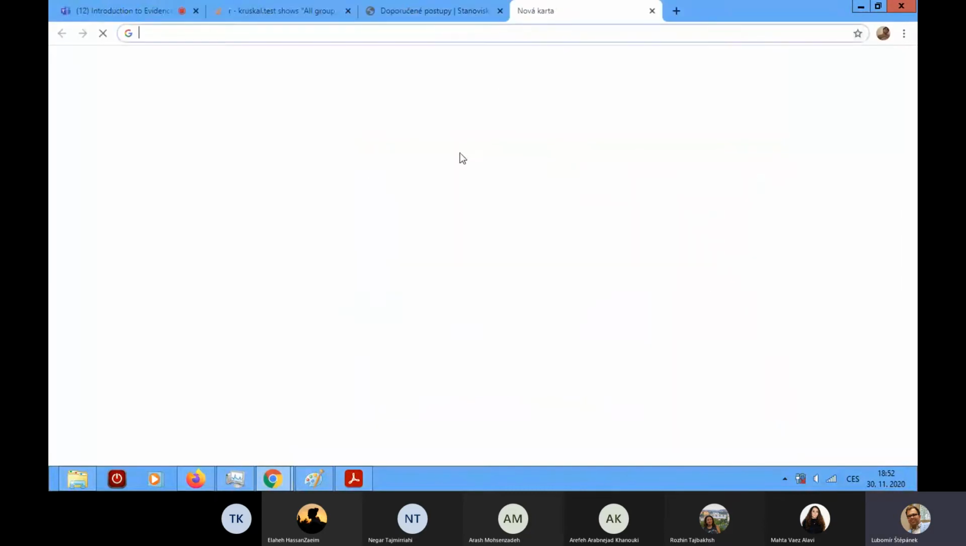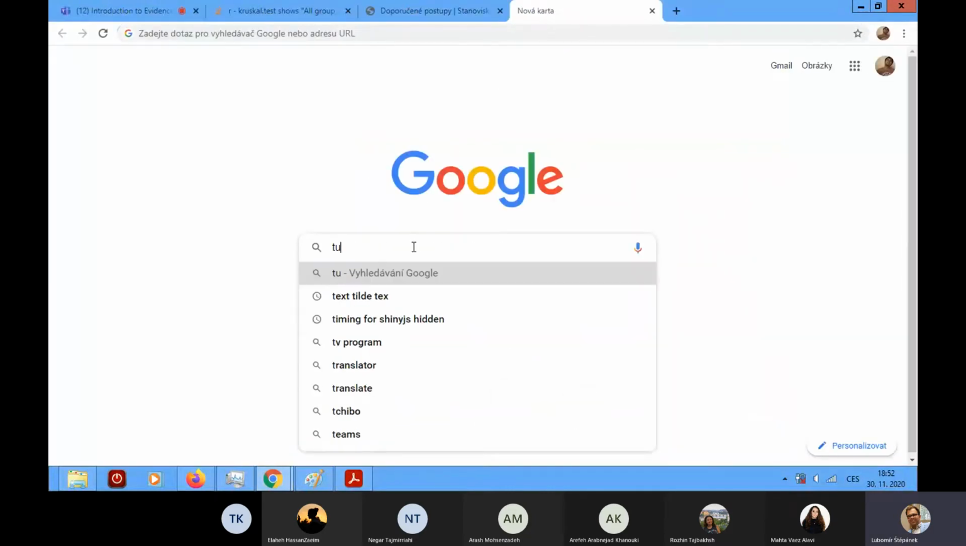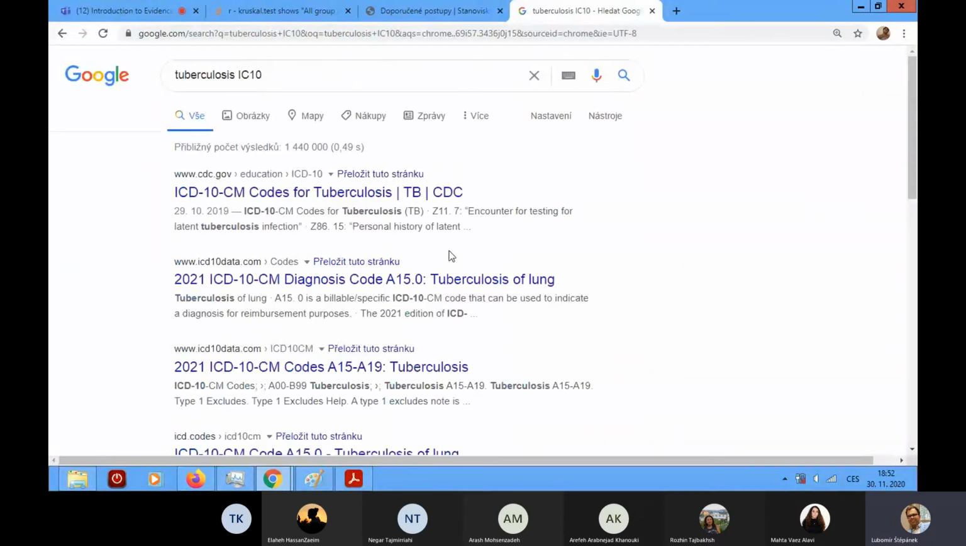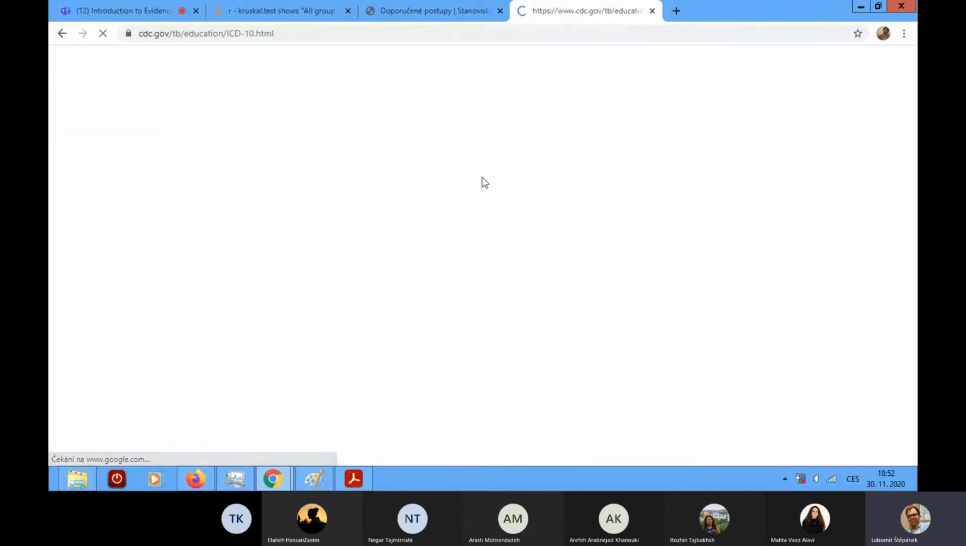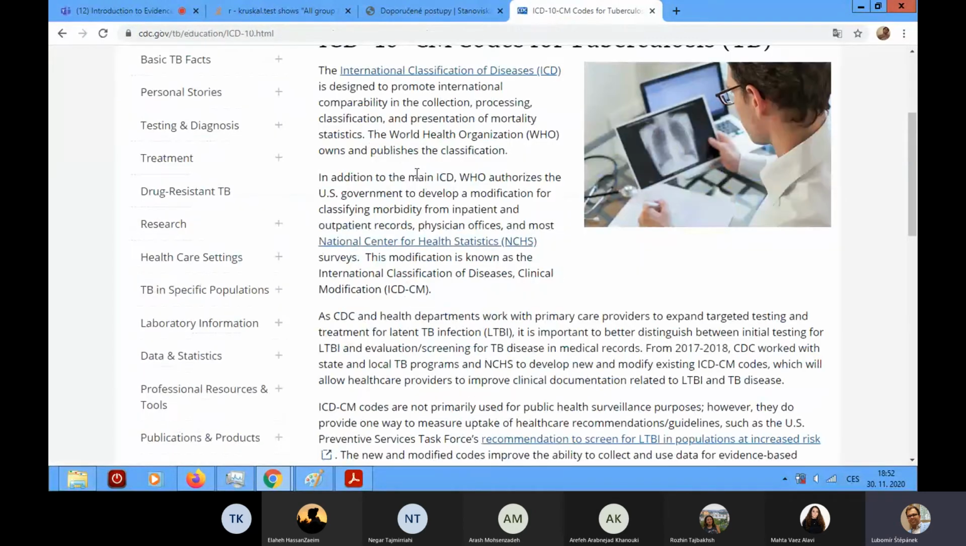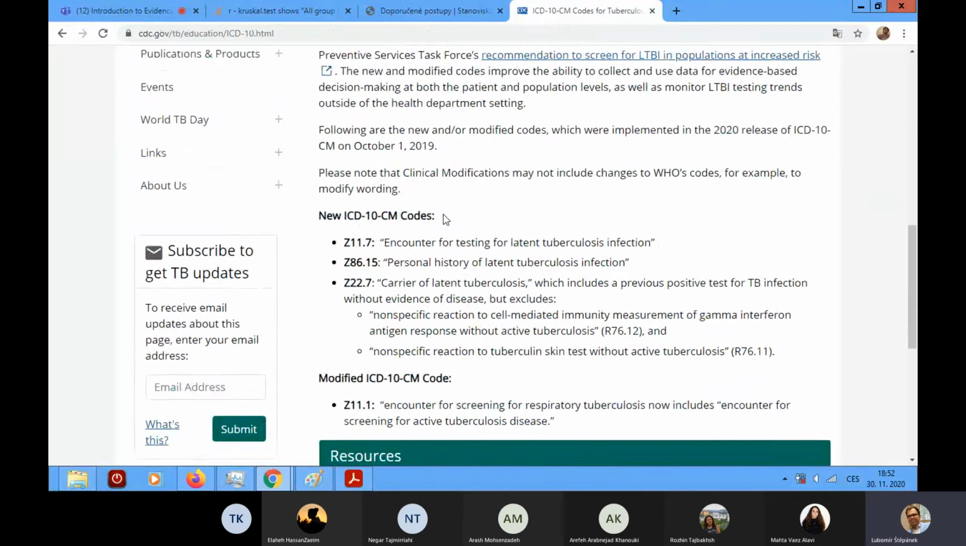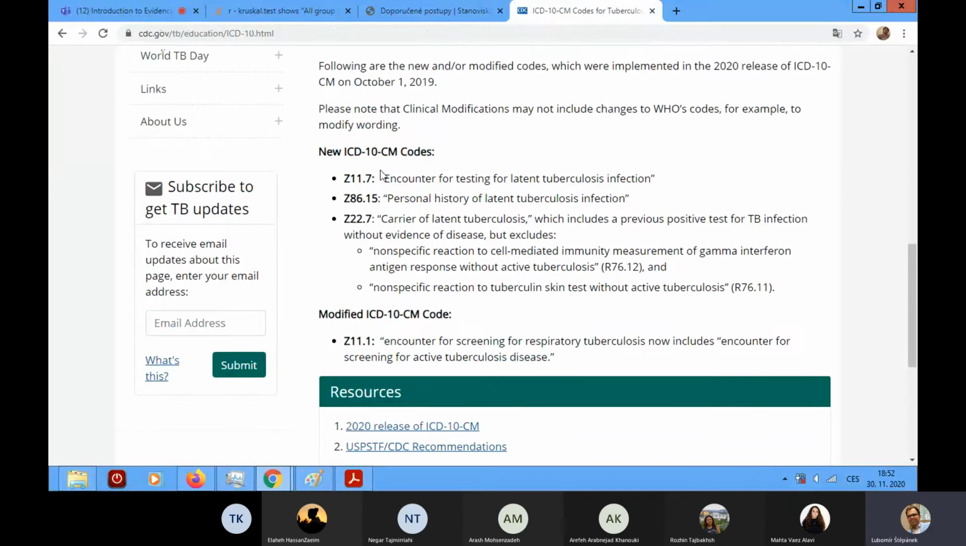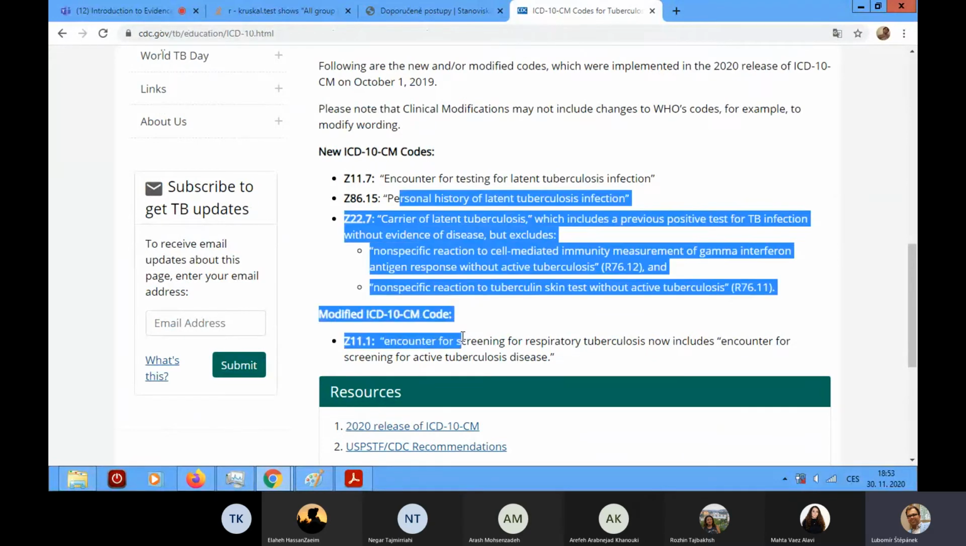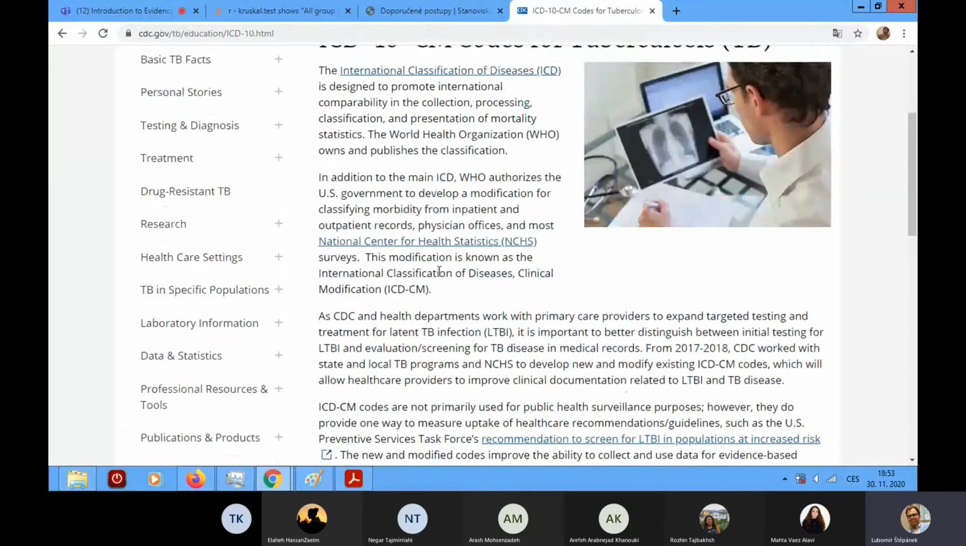I'm just going to search for ICD-10. Okay, yeah, this could work. So you can see, for example, ICD-10-CM. There are different codes. A stands for infectious disease. So this is how it works.